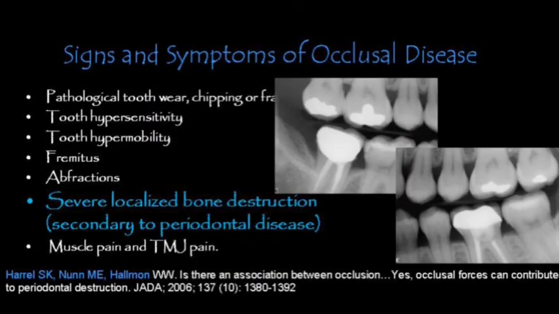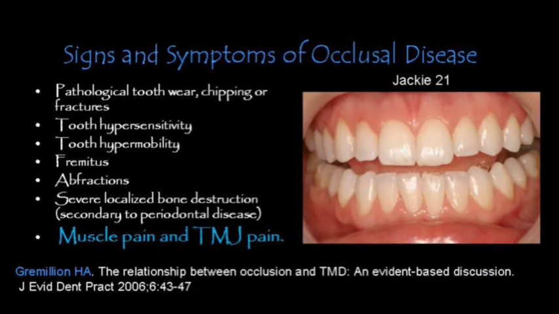The next sign of occlusal disease is severe localized bone destruction secondary to periodontal disease. And this is what I was telling you earlier. When we have tooth hypermobility due to occlusal trauma, and that combined with periodontal disease, the consequence is very dramatic. The amount of bone loss, and there's good research on this as well, increases rapidly when there is mobility and periodontal disease together. So this is one more example where treating occlusal disease will actually prevent the loss of teeth, and it will lead our patients to have a healthier, longer dental life.